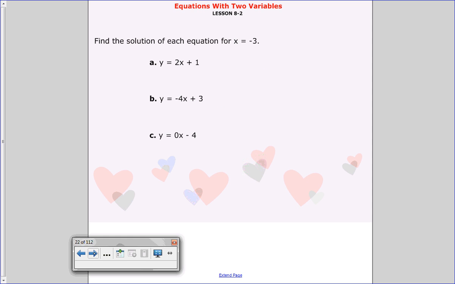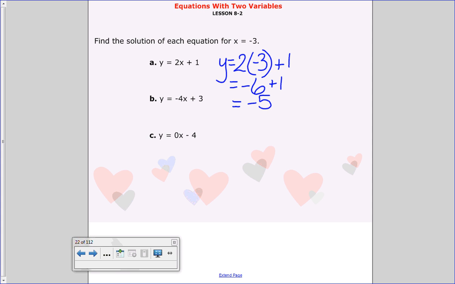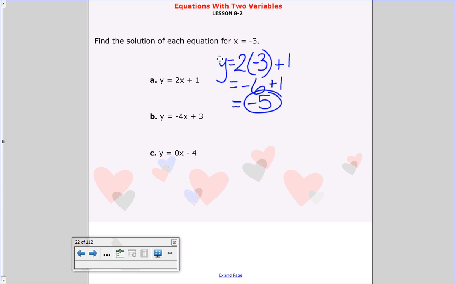All right, so now we have this one. Find the solution of each equation for x is equal to negative 3. So again, first job, we're going to do A together, then I leave you with B and C. y is equal to 2 times negative 3 plus 1. Well, that's negative 6 plus 1. Well, y is negative 5. Or, as they ask for the solution, we can write it like that. All right, so your turn to do B and C. Once you do them, go ahead and check back and see if your answers are correct. So go ahead and do that now.